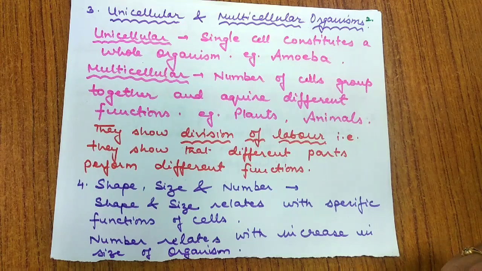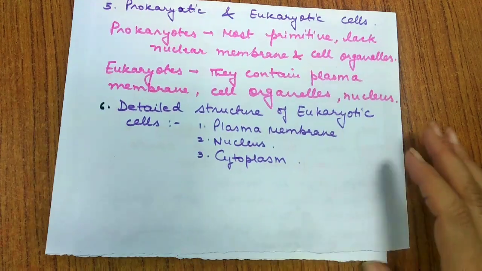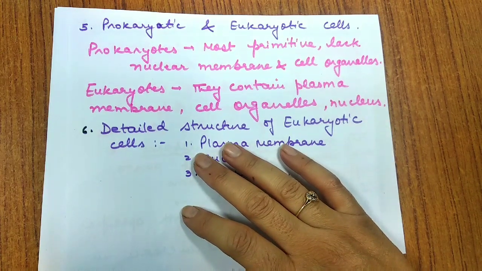So suppose any human being which weighs around 60 kg has more cells as compared to a human body which has less mass. So less mass means fewer cells. So this is about the unicellular and multicellular organisms. Now let us move further to another topic, that is prokaryotic and eukaryotic cells.